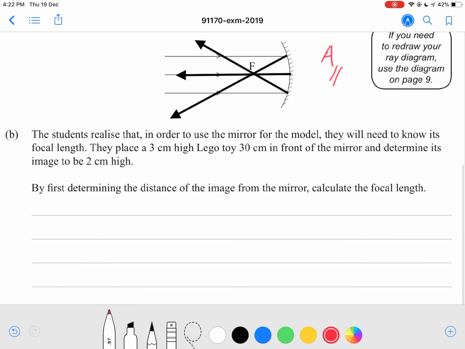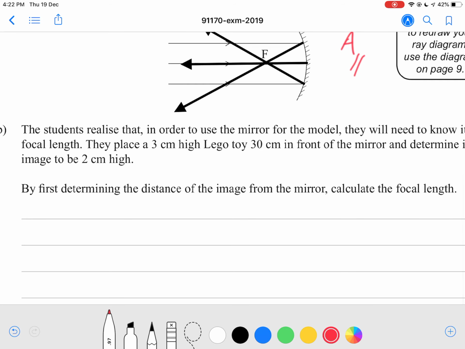Alright, so part B. The students realized that in order to use the mirror for the model, they will need to know its focal length. They placed a 3 cm high Lego toy 30 cm in front of the mirror and determined its image to be 2 cm high. By first determining the distance of the image from the mirror, calculate the focal length.